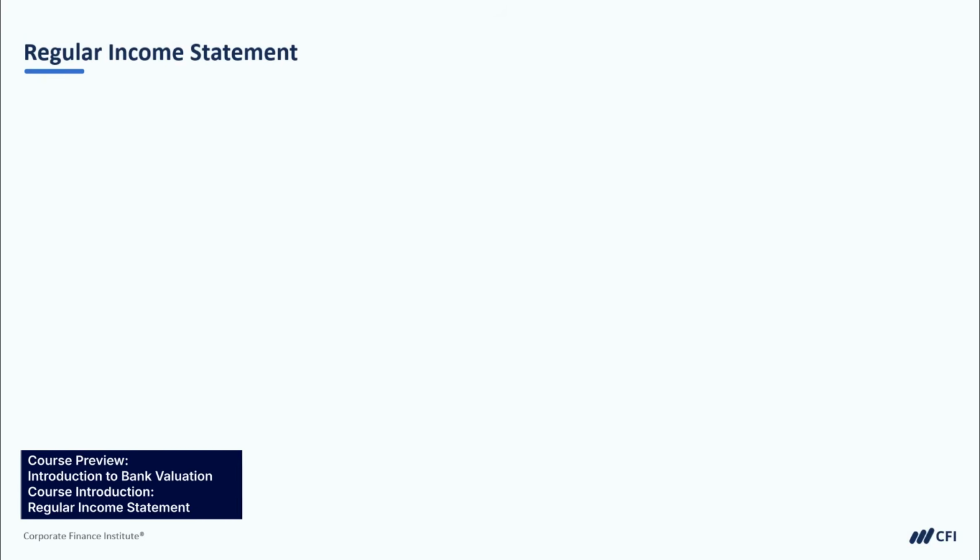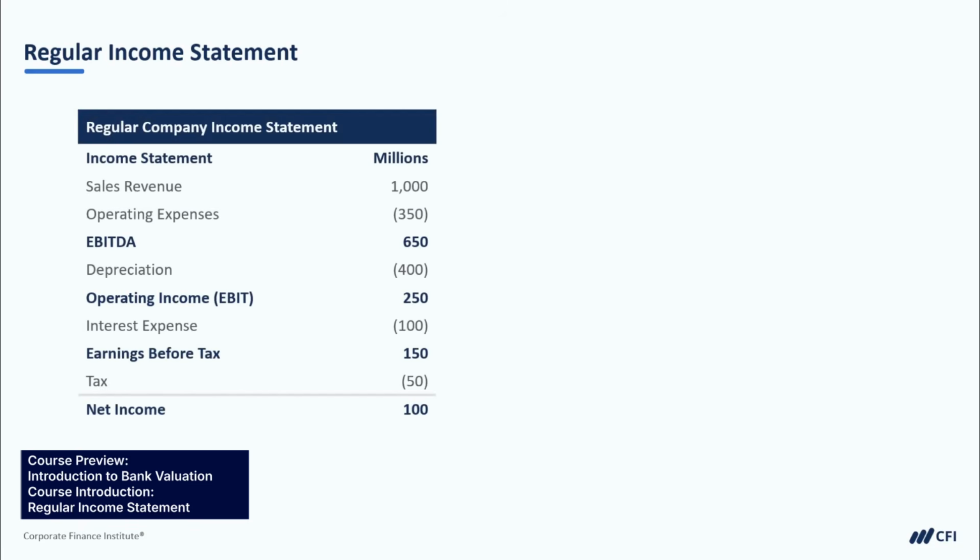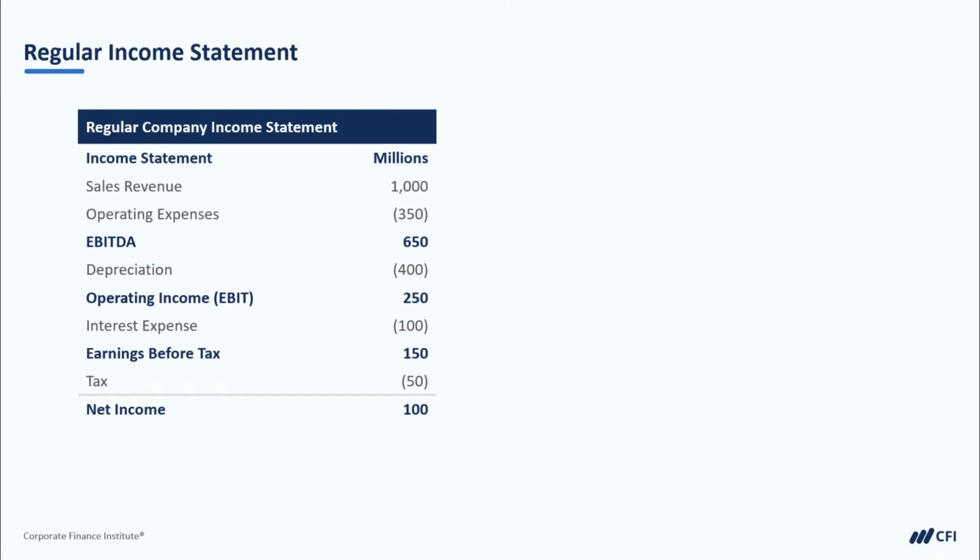Let's look at the differences between a bank and a regular company that sells a product. A typical income statement for a regular company might look something like this. Notice that the regular company has operating income or EBIT, and then interest expense is below operating income because it's considered a non-operating expense. That's because the regular company has discretion over how to finance its business. It can use all equity or a mix of debt and equity. Basically, the financing decision is separate from the actual operations of the business.